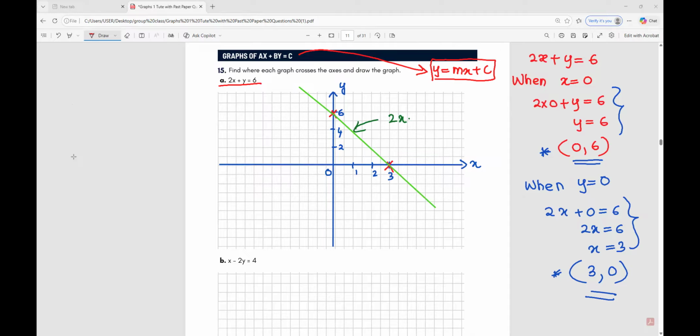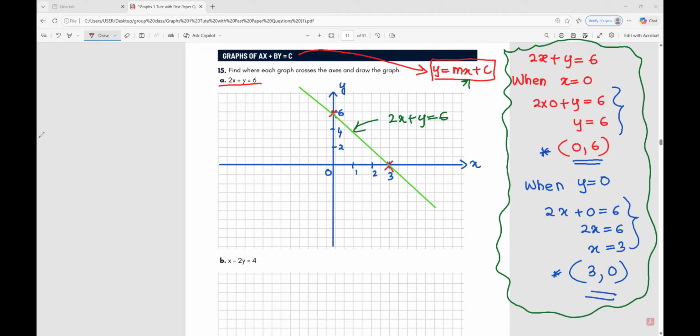Two x plus y equals 6. Gradient is negative. Without making it in the form y equals mx plus c, we can draw the graph only finding these 2 points. So draw the graph with this. No need to write this one because we are not using y equals mx plus c. Write the equation. Then show this working. We are only finding 2 points. Then draw the graph. Then there is another equation.